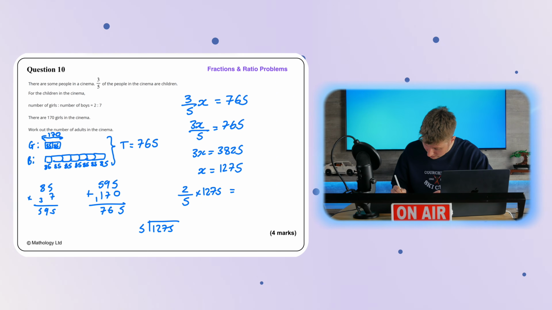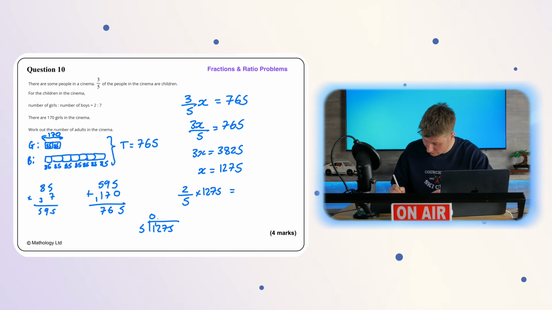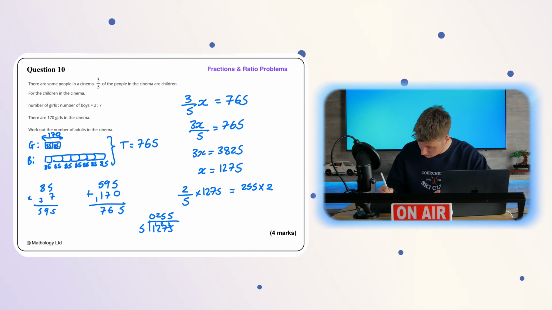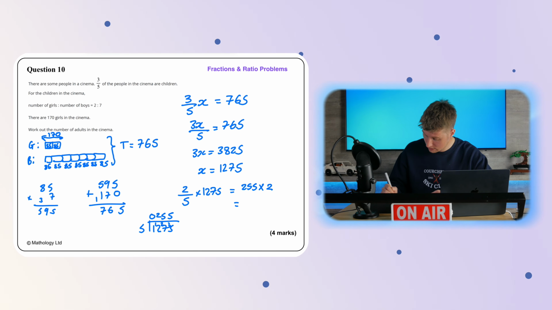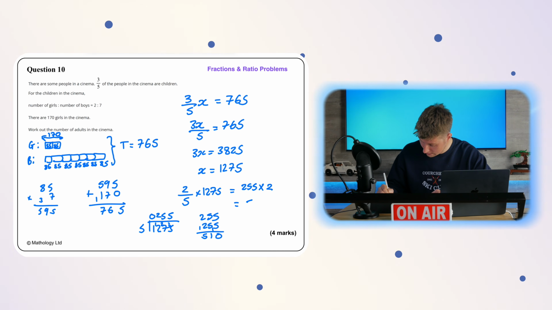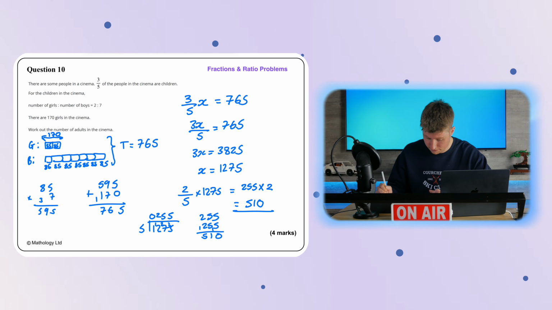So if we do 1,275 divided by 5, that's going to be 0. Carry the 1. How many 5s go into 12? That's 2. Carry the 2. How many 5s go into 27? That's 5, with a remainder of 2. And how many 5s go into 25? That is 5. So we've got 255, and we need to multiply this value by 2. And when we do that, we're going to get 10, carry the 1, 11, carry the 1, and then 5. So the final answer is 510 adults.